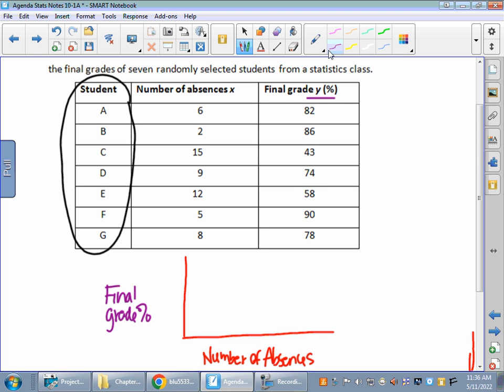It could be a student's name, it could be A's, we could number them, whatever, but that's not having any bearing. So let's see, number of absences go up to 15, so I might do 2, 4, oops, that should be a 14, 16. Final grades go from 43 up to 90. So maybe I'll do the little skip a few thing here. I'll do 40, 50, 60.